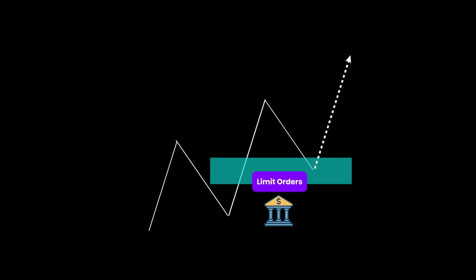Imagine this is our trading market. At this exact level, banks and big institutions are waiting with massive limit orders. The moment price taps this level, boom, a strong, impulsive move begins. The zone that triggers this reaction, that's called an order block.